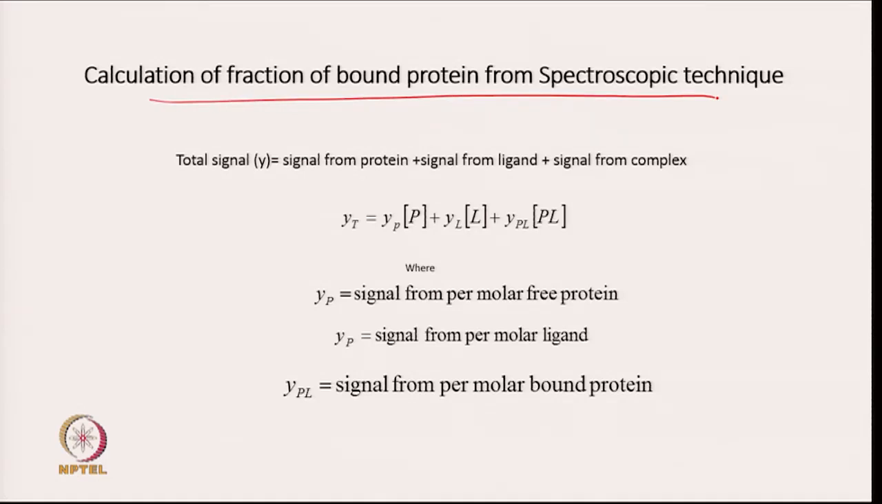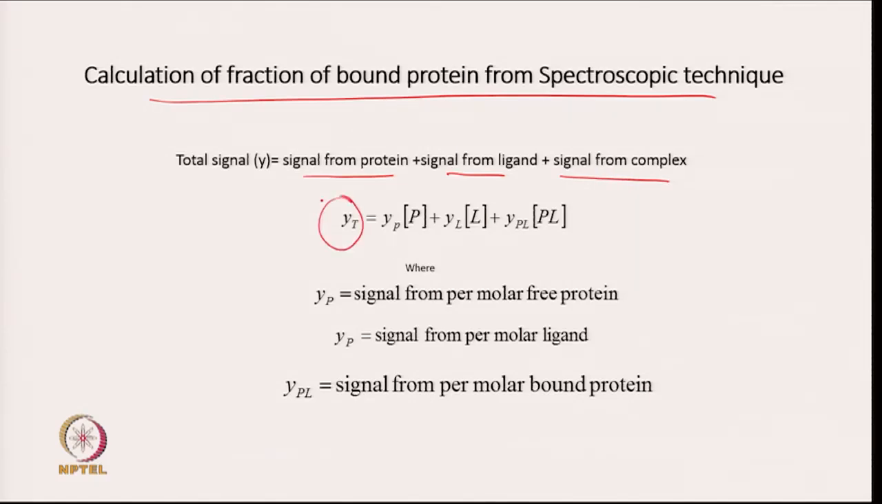So you can think of that in the cuvette where there is a protein and I started titrating with ligand, the total fluorescence signal is going to come from three different species, one from protein, another from ligand, and the last one from the formed complex between protein and ligand.